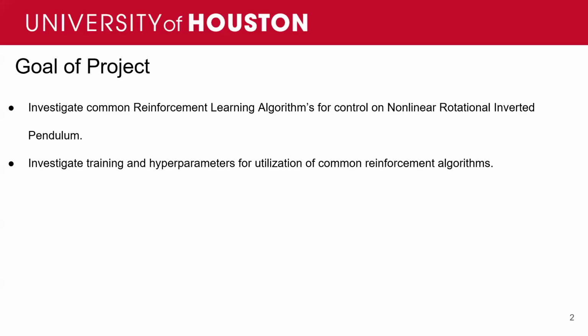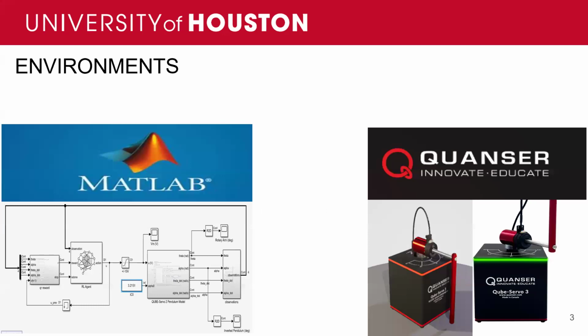Now, the goal of this project was to investigate some common reinforcement learning algorithms for control on a nonlinear rotational inverted pendulum. We had access to a high-fidelity digital twin provided by Quanzer, and we wanted to try some reinforcement learning algorithms for control of that system. And really, we just want to investigate some training, some hyperparameter tuning, of some common reinforcement algorithms and utilizing them on some real-world systems or digital twins.